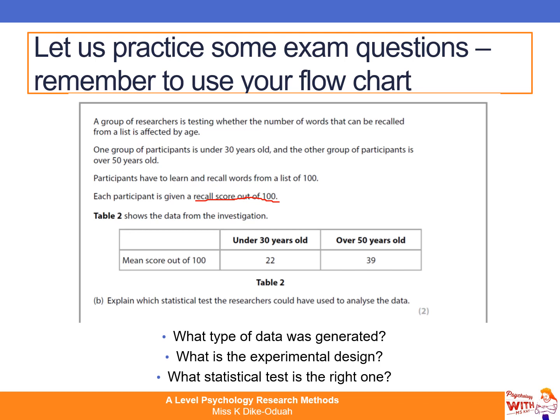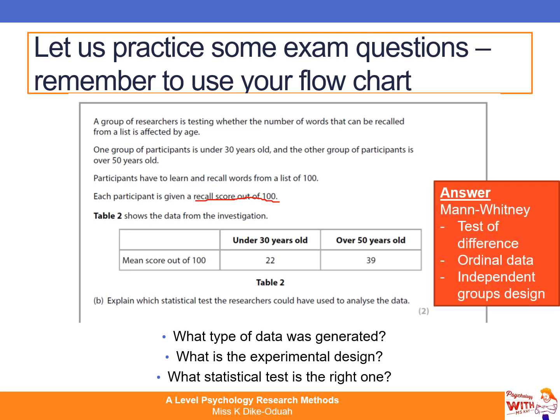And what statistical test is the right one? So based on our understanding that the data is ordinal and that it is an independent groups design, and it's also a test of difference, what statistical test would you go for? Well, I'll give you the answer now. It's a Mann-Whitney test. It's a test of difference, the data is ordinal, and it's an independent groups design like we have determined.